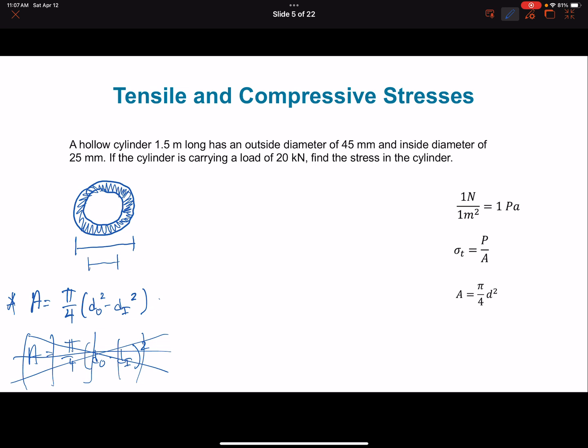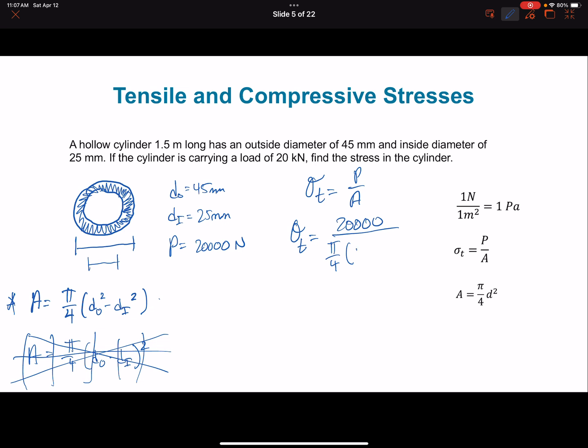In this case, we know that the outside diameter is 45 millimeters. Our inside diameter is 25 millimeters. And the load, P, is 20,000 newtons, and we're looking for the stress, and we'll just do this in megapascals since it's in millimeters. So sigma T equals P over A. Sigma T equals 20,000 over pi over 4 times 45 squared minus 25 squared.